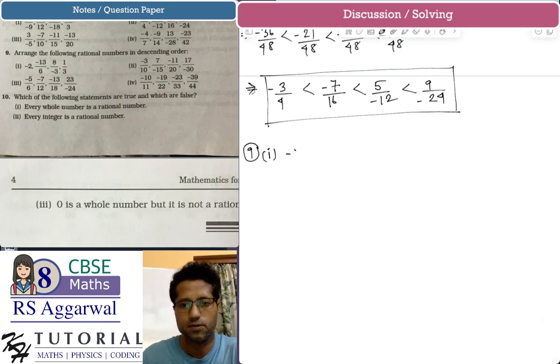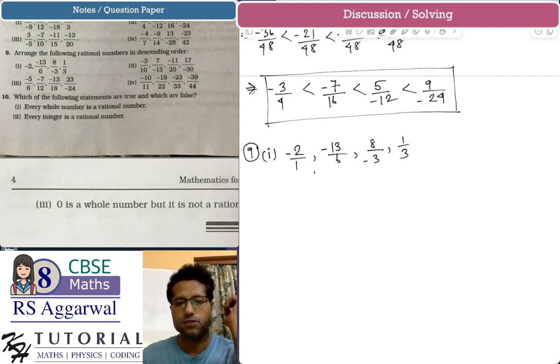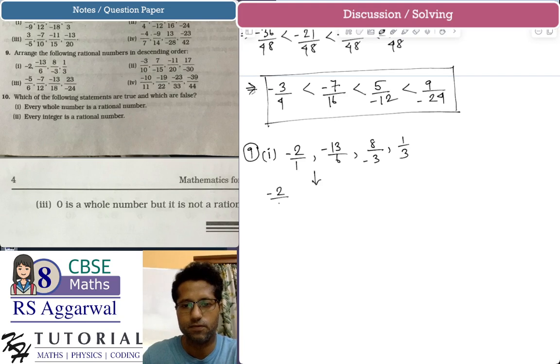The rational numbers given are minus 2 by 1, we can consider it as minus 2 by 1, minus 13 by 6, 8 by minus 3 and 1 by 3. So first we have to convert the given rational numbers to the standard form. So minus 2 we can write as minus 2 by 1, which is already in standard form. Minus 13 by 6 is already in standard form.